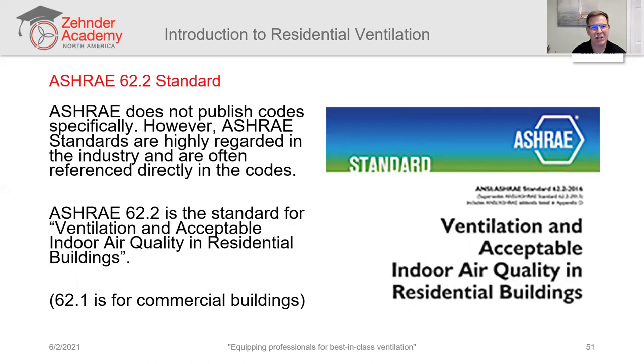So starting with ASHRAE 62.2, ASHRAE doesn't publish a code specifically, they get cited in codes is more likely what happens. ASHRAE are highly regarded in the industry. They're referenced directly in the codes. ASHRAE 62.2 is the standard for ventilation and acceptable indoor air quality in residential buildings. Now there's a 62.1 as well, but that's for commercial buildings. So today we're talking about residential.